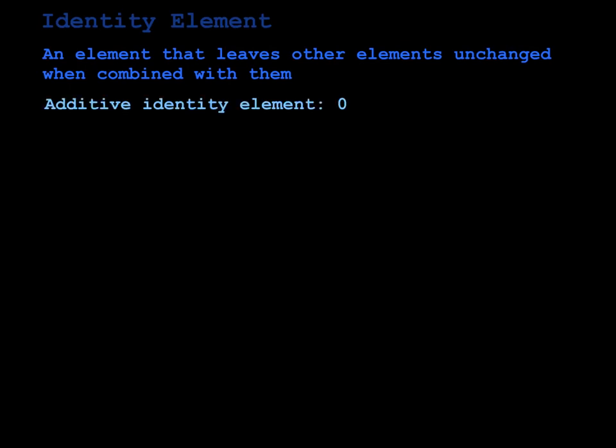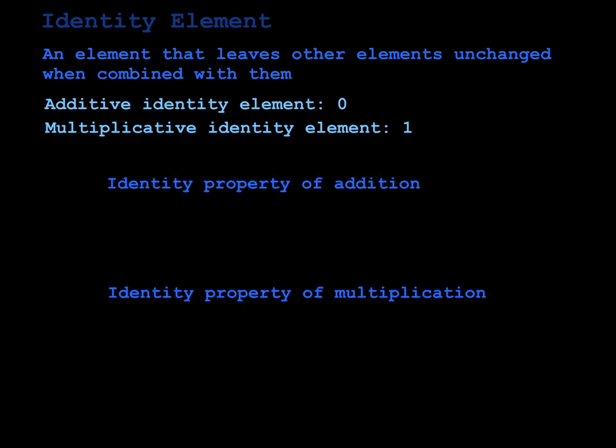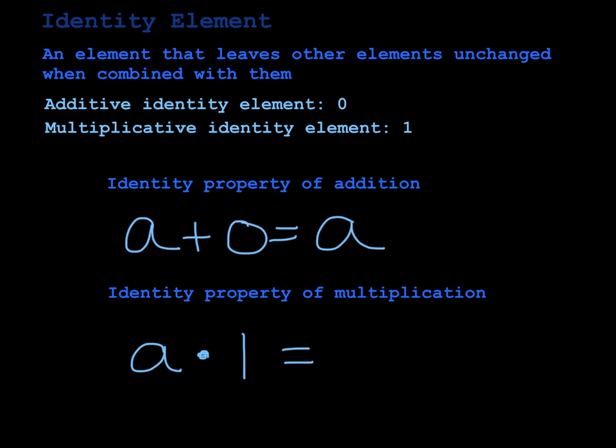And now think, what number could I multiply any number by and have it not change? And that wouldn't be 0. If I multiplied anything by 0, I'd get 0. But the thing that doesn't change the number would be multiplying it by 1. So our two properties then are the identity property of addition and the identity property of multiplication. The identity property of addition says that if I take any number A and add 0, then I get A. And the identity property of multiplication says that if I take any number A and multiply it by 1, then I get A.